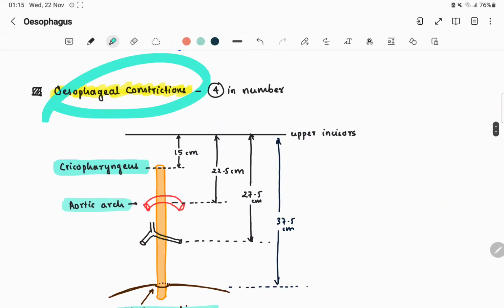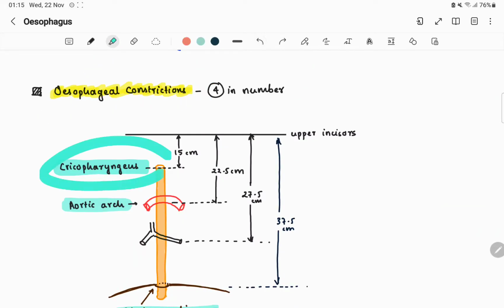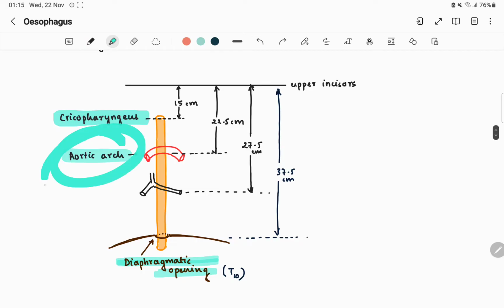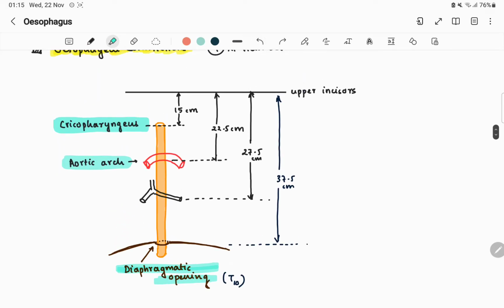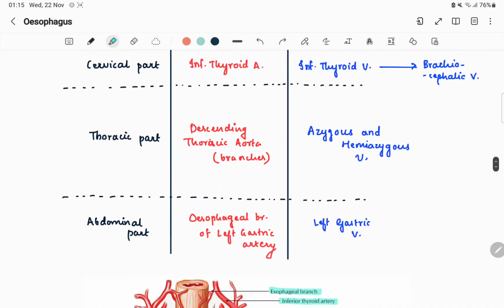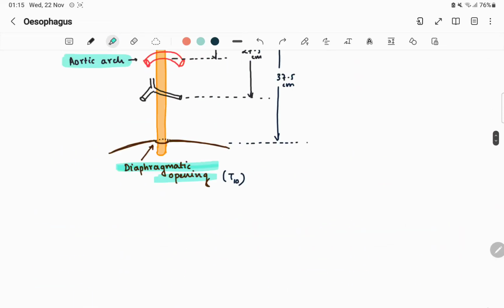Let's talk about the esophageal constrictions. There are 4 constrictions: the cricopharyngeal constriction, the aortic constriction, the diaphragmatic constriction, and another constriction here. So what are the different constrictions?